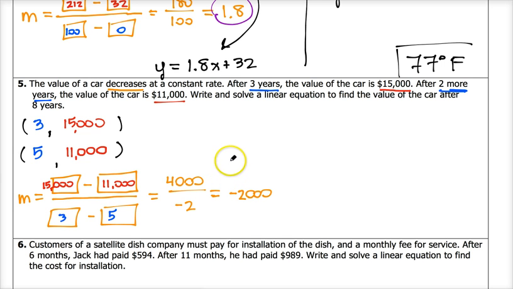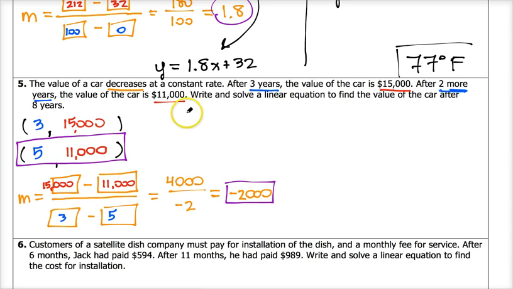So now to write an equation, again, I'll pick one of my ordered pairs. I'm just going to pick this ordered pair here, (5, 11,000). Again, you can pick either one, that's fine. And we'll take our rate of change of negative 2,000 and we'll use point slope form again. So this is y minus, our y coordinate is 11,000, equals negative 2,000 times the quantity x minus 5.